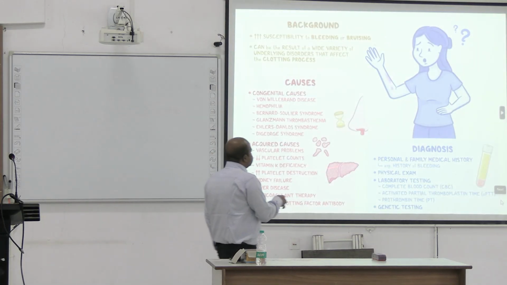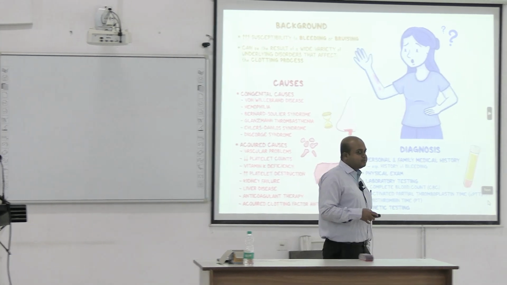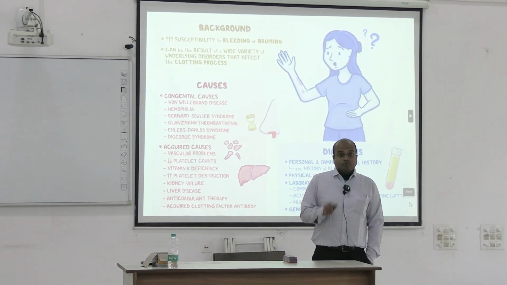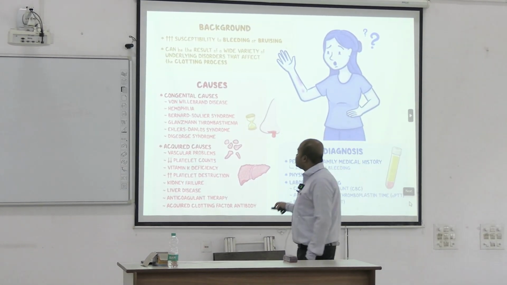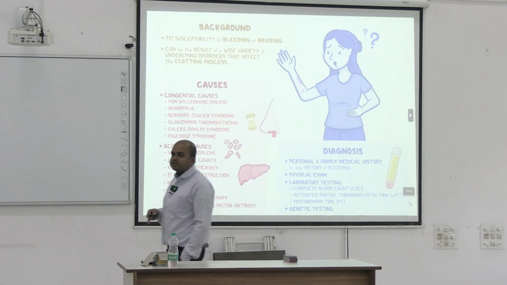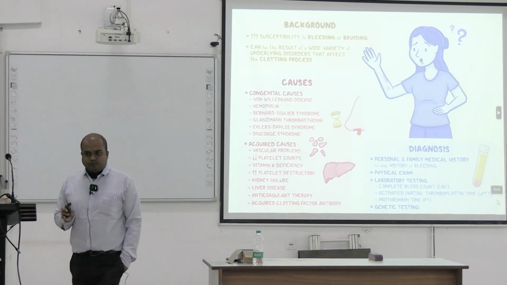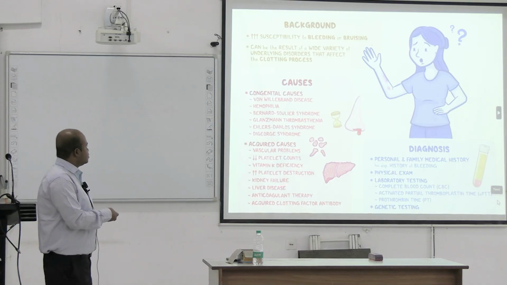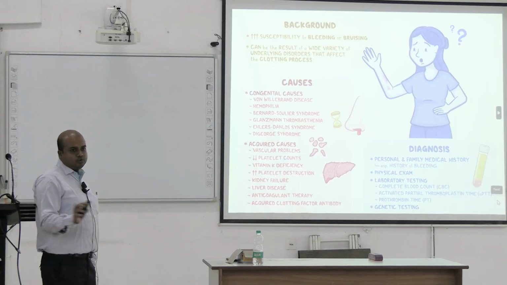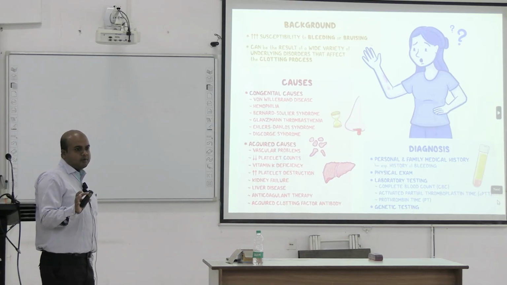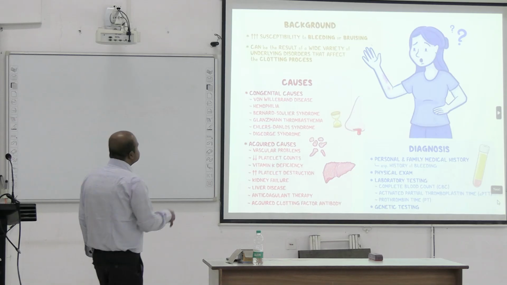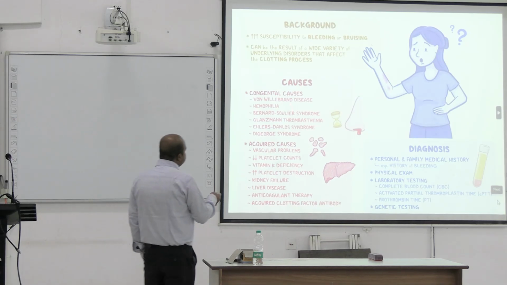So increased susceptibility to bleeding means bleeding disorders and clotting disorders. Bleeding disorders are where blood clotting is not happening adequately, and that leads to bleeding. Many causes are written, and I don't think you have to worry about them now. We will read about these in medicine, with so many difficult-looking names.